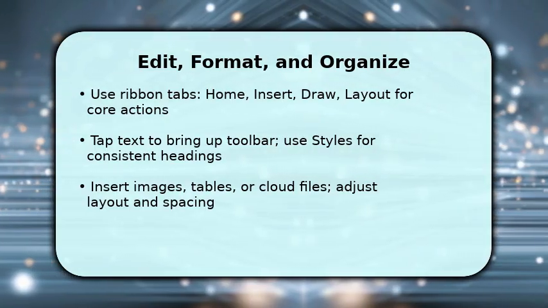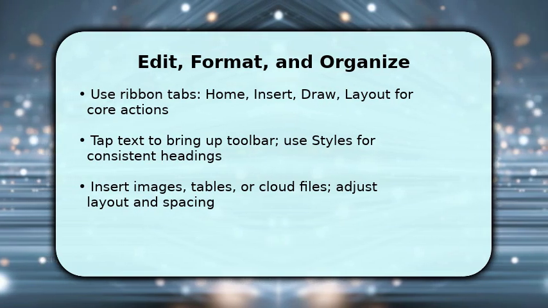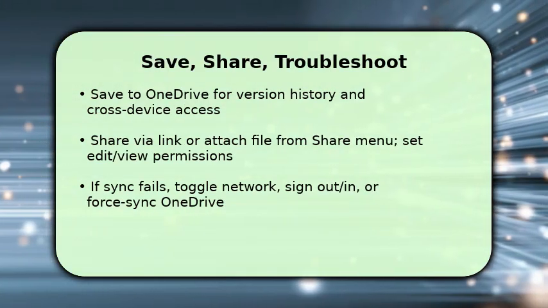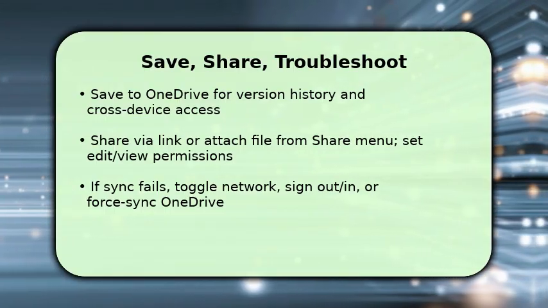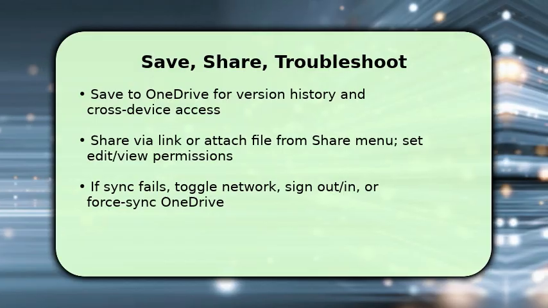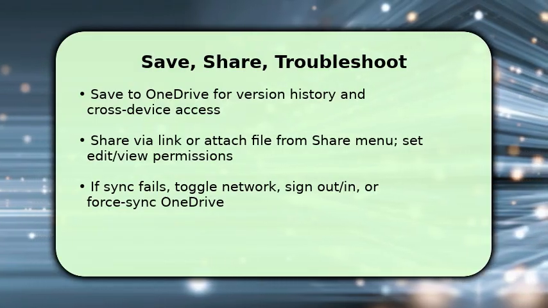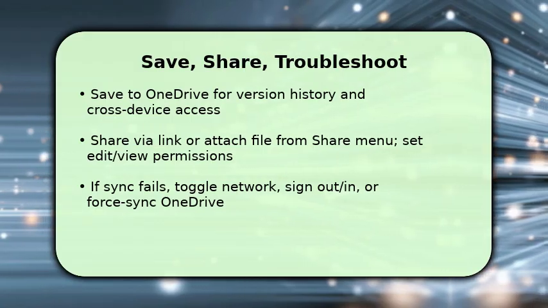You finish by saving to OneDrive so version history and cross-device edits work seamlessly. Confirm autosave is on. To collaborate, tap Share, choose Send Link or Attach Copy, and set permissions so others can edit or view. Once complete, export as PDF from file if needed.